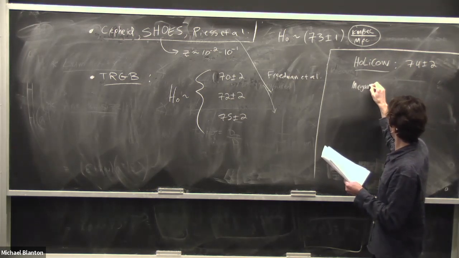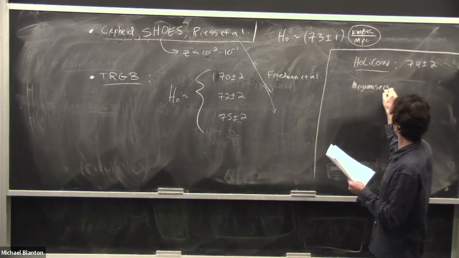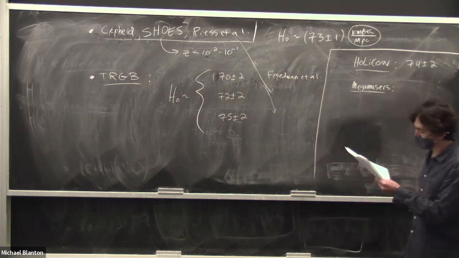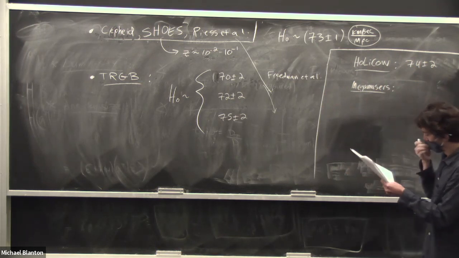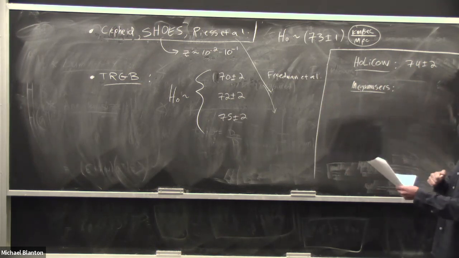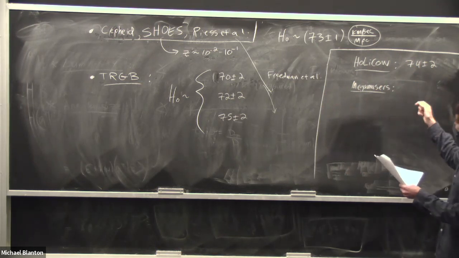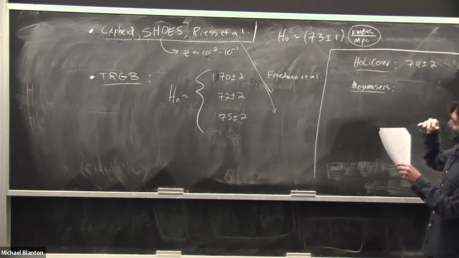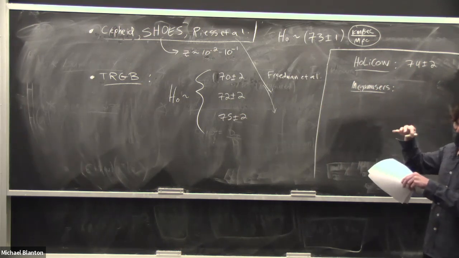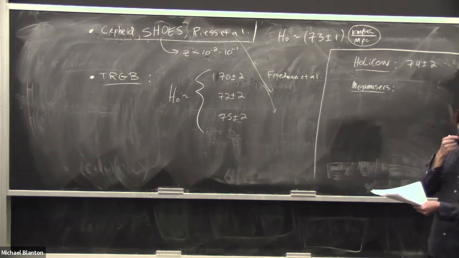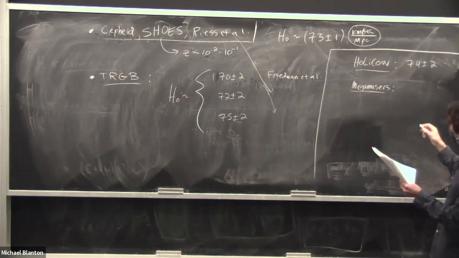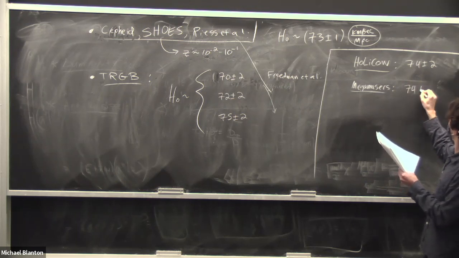Megamasers. These are not completely decoupled from the ladder; these masers are in fact sometimes used to calibrate the building of this ladder. These are astrophysical masers that, due to their well understood physics, should have a certain size, and you can actually observe the apparent size of these objects on the sky.